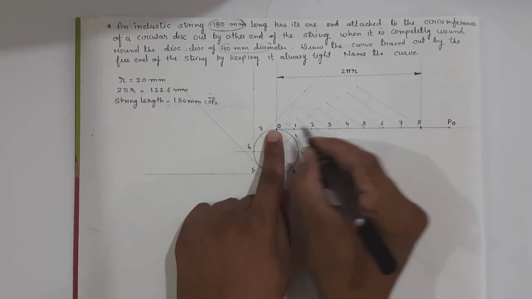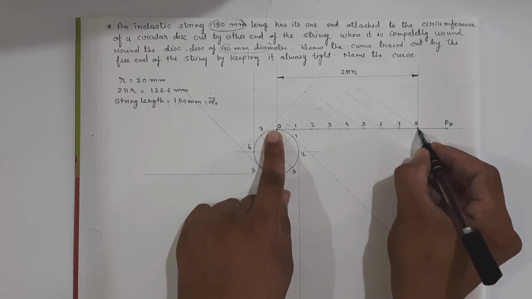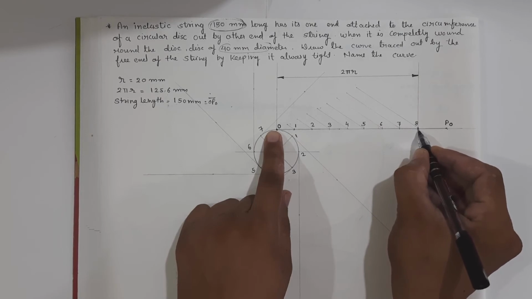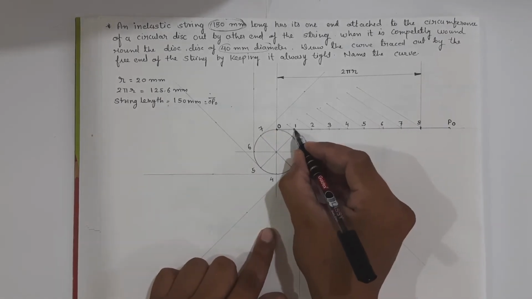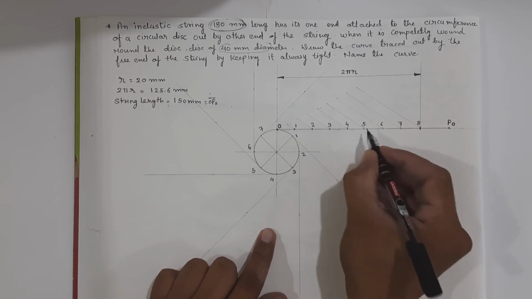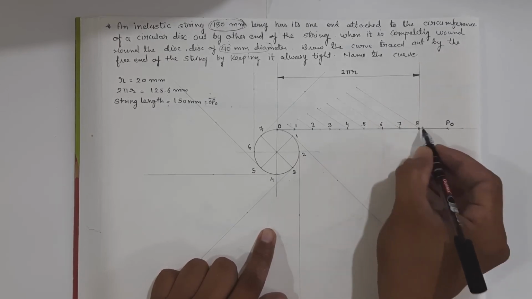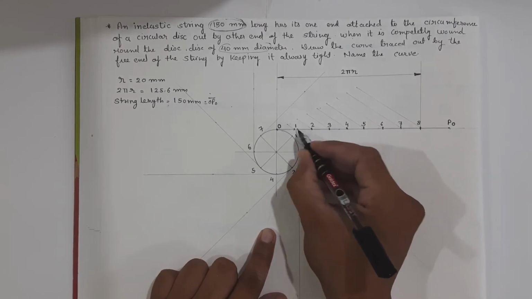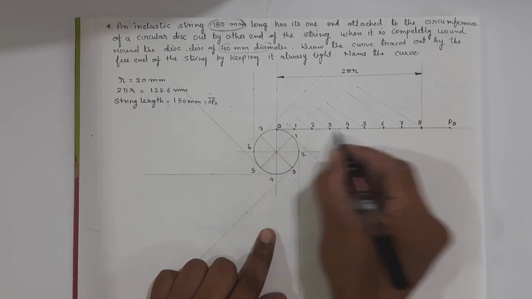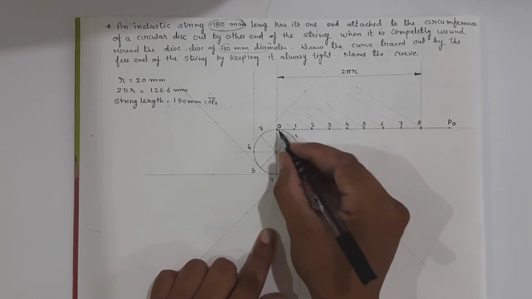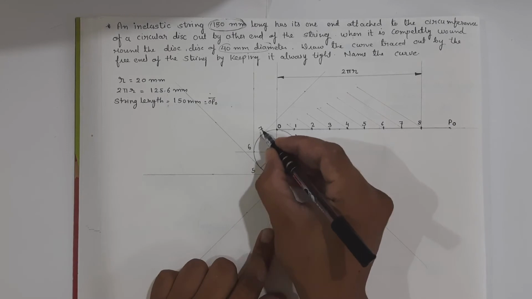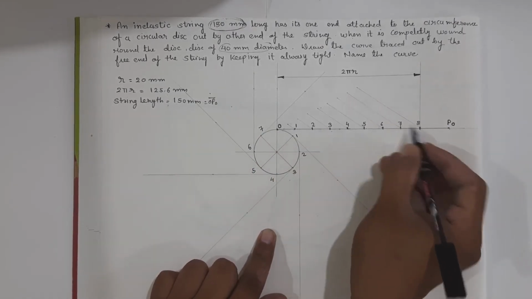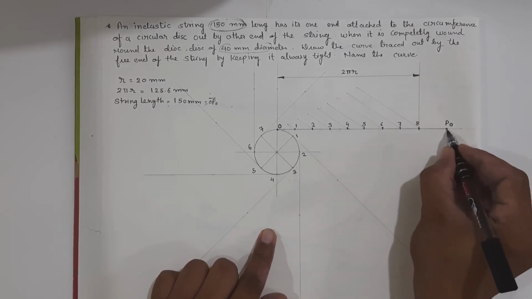Now divide this 2 pi r distance into 8 equal parts. The method to divide a line into equal parts we have already discussed, so follow that particular method and divide this length into 8 equal parts. Give the numbering 0, 1, 2, 3, 4, 5, 6, 7 and 8 on the line up to the 2 pi r distance. And right now our P0 is over here.